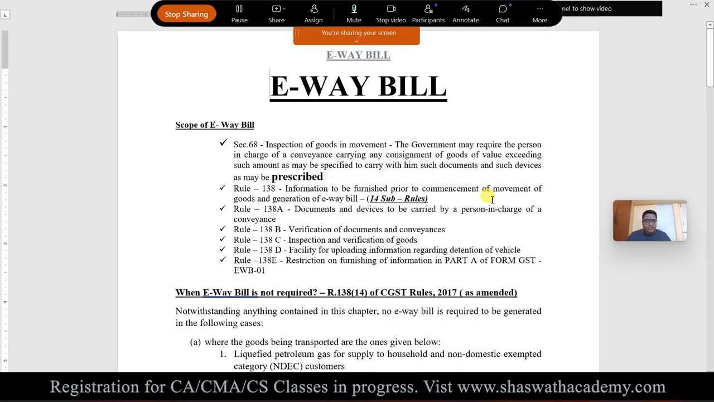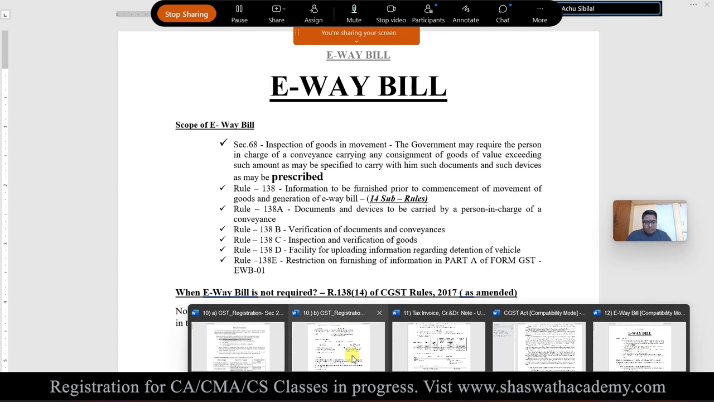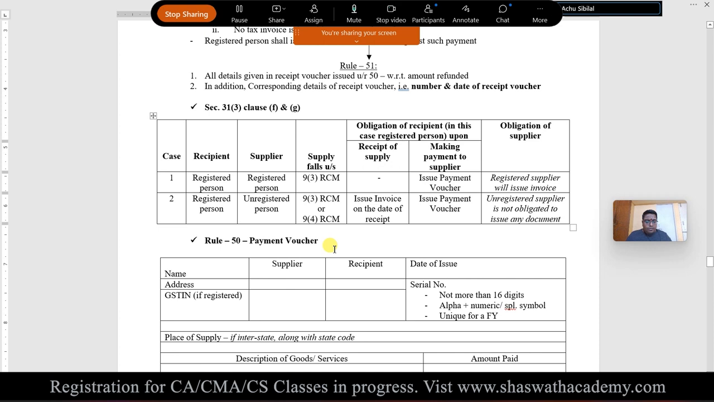Sir, can you repeat what you said? With respect to this consolidated invoice, sister: if the value of supply is less than 200, a consolidated tax invoice has to be issued at the end of each day. So the frequency of the consolidated tax invoice is each day. Every day I have to raise it.